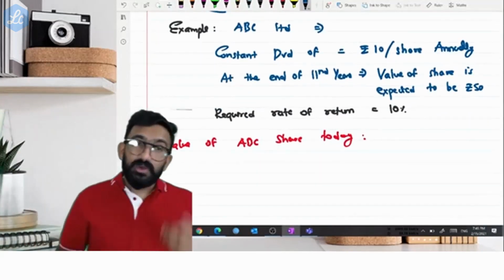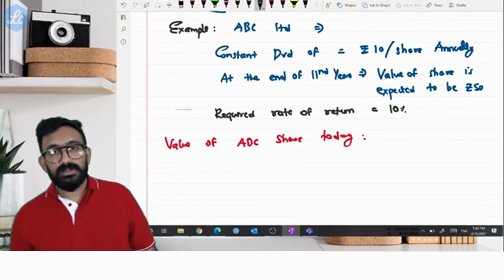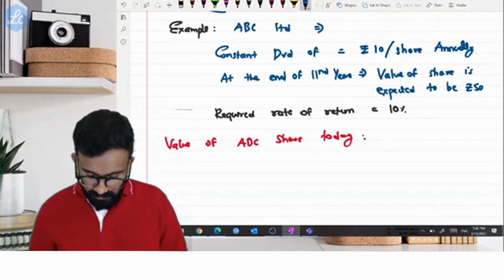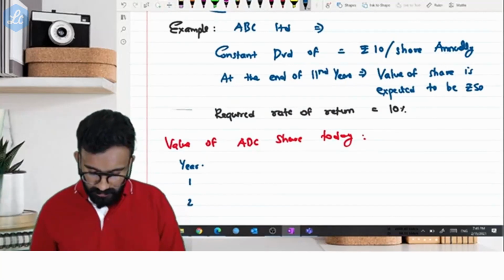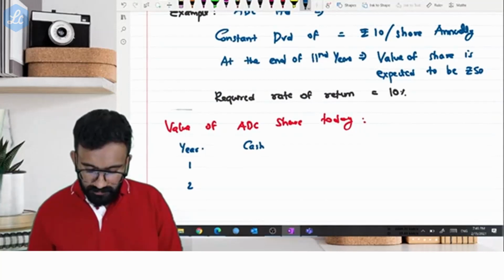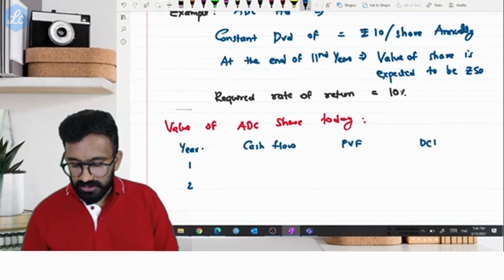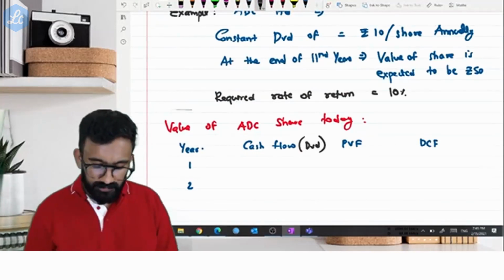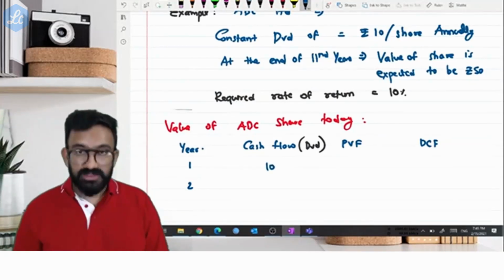Like I told you, the only thing that you'll have to do is to compute the present value of this particular share. So computation is very simple. What is the year? 1, 2. What is the cash flow? What is the present value factor? What is the discounted cash flow? Here the cash flow happened to be dividend and terminal value. So first year I'm going to get 10.